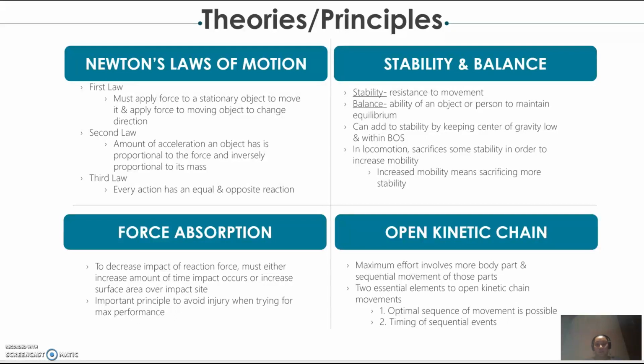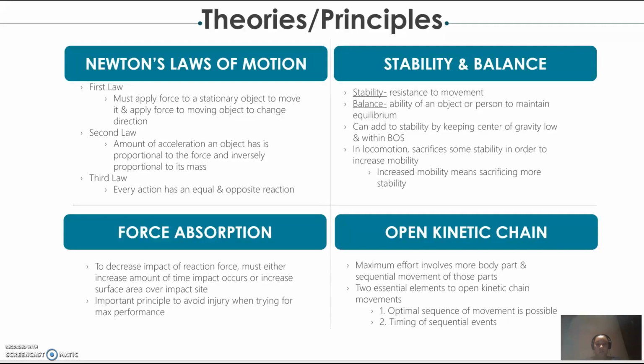And then stability and balance. Stability is resistance to movement, and balance is the ability of an object or person to maintain equilibrium. Now, increasing stability doesn't always mean increasing balance and vice versa. But you can add to stability by keeping the center of gravity low and within BOS, which is base of support. In locomotion, you have to sacrifice stability in order to increase mobility. For example, runners are extremely fast, but as they're running, if you're able to push them over in that perfect moment, they will fall over because they are not very stable.